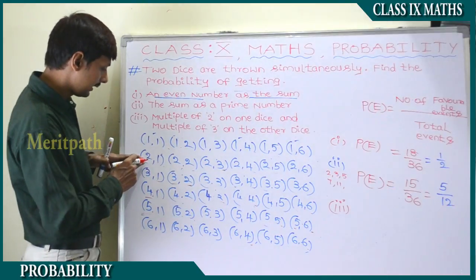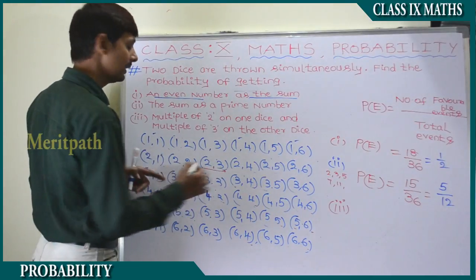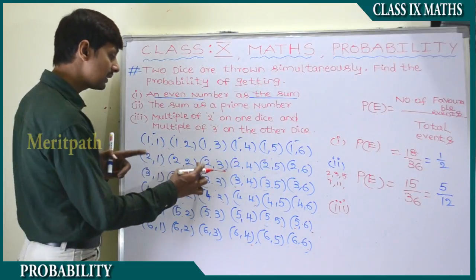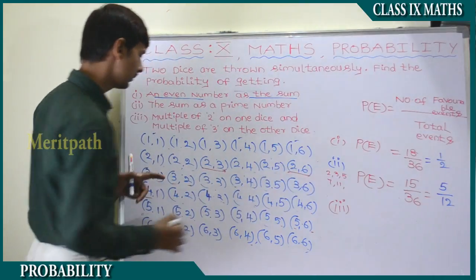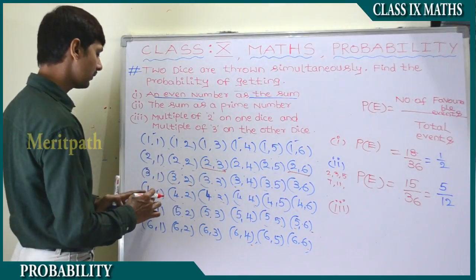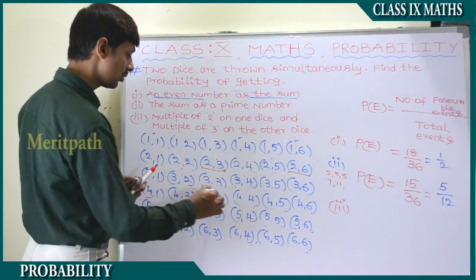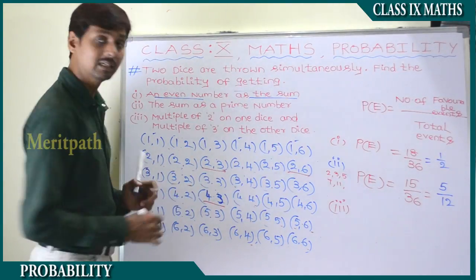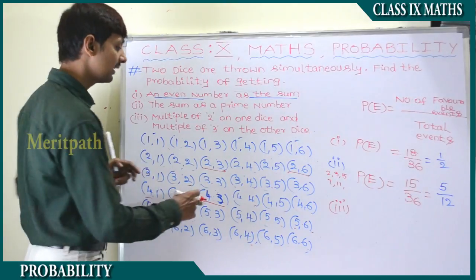A multiple of 2 is possible, but a multiple of 3 is not possible here. Multiple of 2 and multiple of 3: 2 is a multiple of 2 and 3 is a multiple of 3. On the first dice 2, on the second dice 3, it's possible. So 2, 6. A multiple of 2 on the first dice is not possible because the second dice is a multiple of 2 and multiple of 3 is possible, because a multiple of 2 is 4 and a multiple of 3 is 3, so we got it's possible.